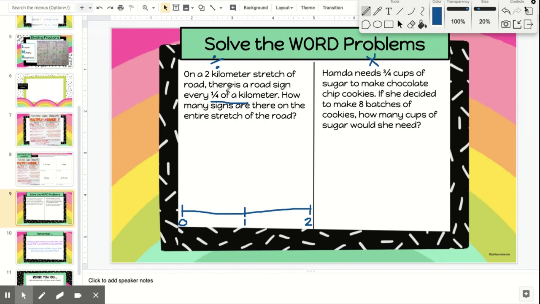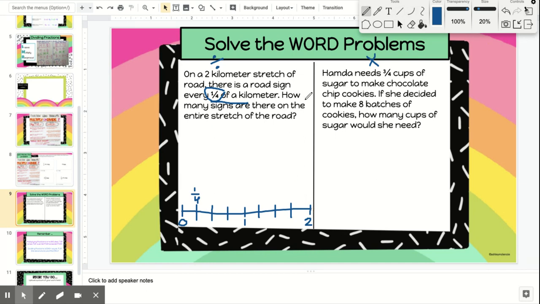If we think about it, how many fourths make up a whole? 1/4, 2/4, 3/4, 4/4. So 4/4 make up a whole. That means I take a whole and split it into 4 equal sections. Then I take the second whole and split it into 4 equal sections. So here's the first road sign. Here's the second road sign. Here's the third, here's the fourth. Here's the fifth, here's the sixth. Here's the 7th road sign, and then here's the 8th road sign.